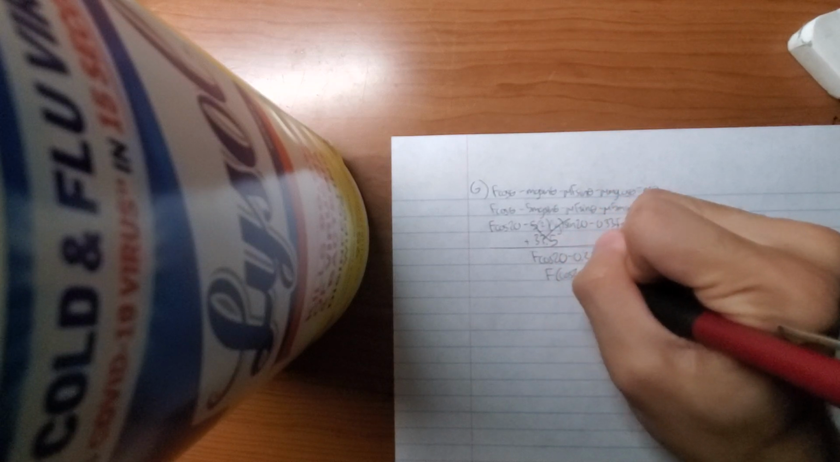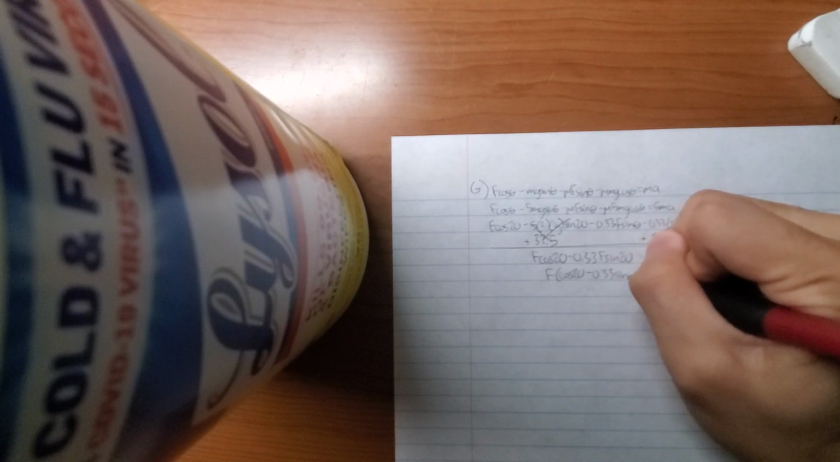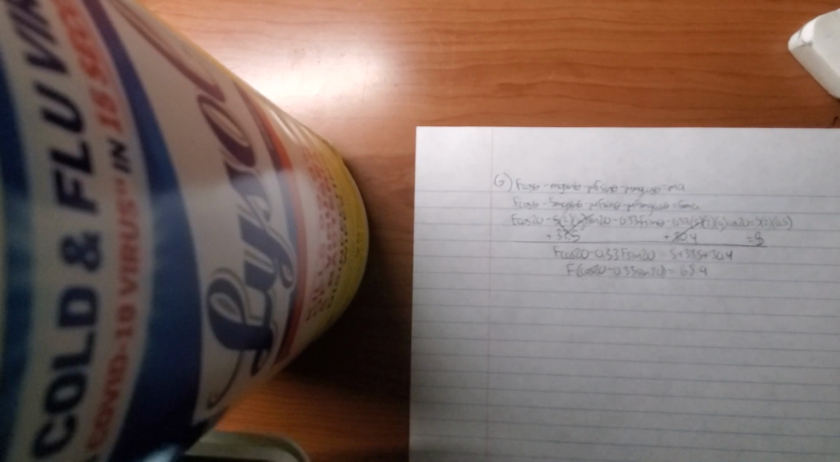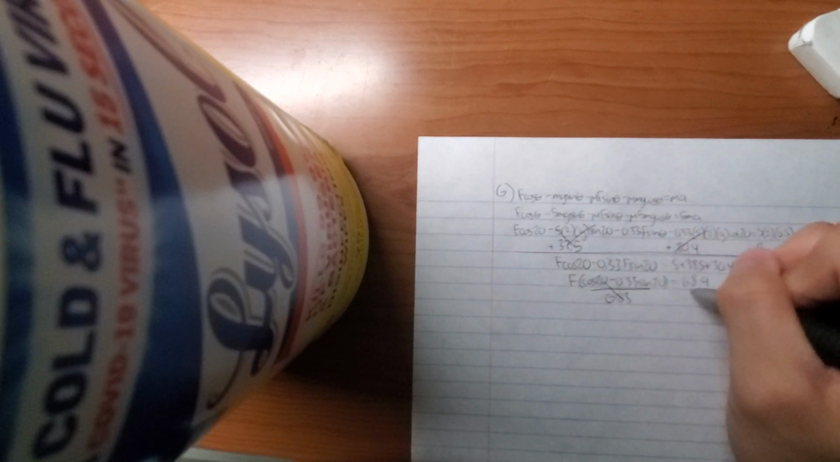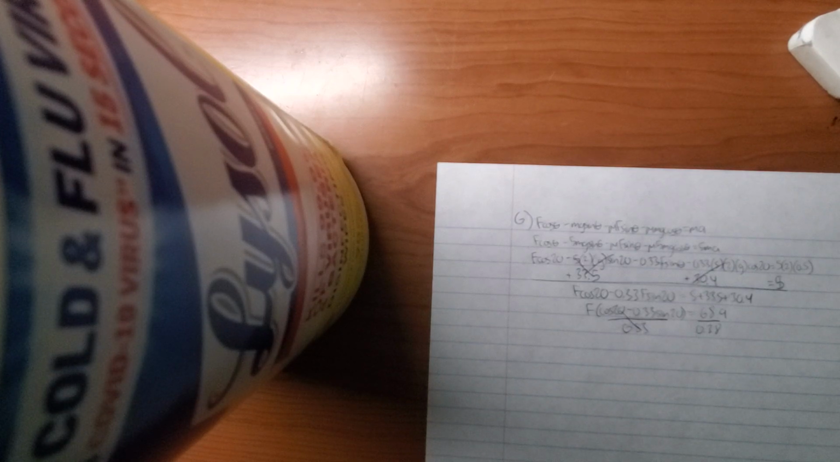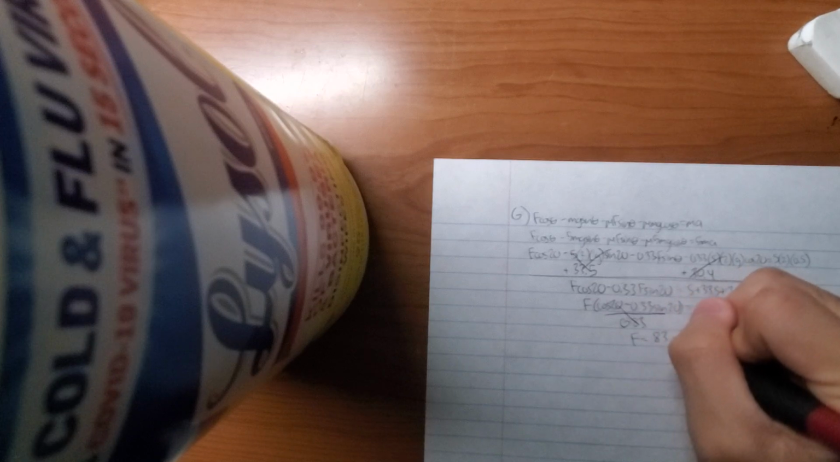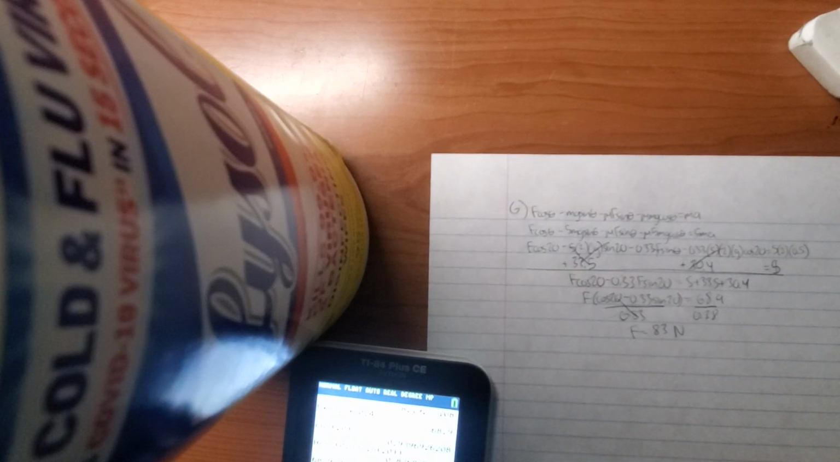Isolate for F. Cosine 20 minus 0.33 sine 20 equals, I'll put it on my calculator. I'll at least solve for this one too. I got 0.83 for this one just to save some time. So this is going to be 68.9 over 0.83. So F equals 83 newtons. Positive, if you want to, because it doesn't say magnitude.